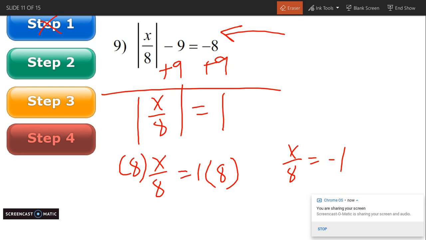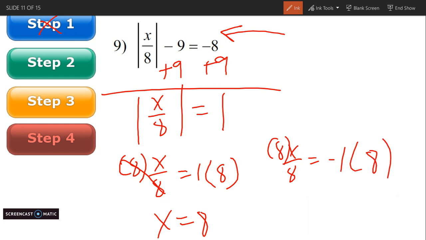So we're multiplying by 8 on both sides. That's going to give us x equals 8. Multiply by 8 on both sides over here as well. 8 over 8 is 1, so we have x equals negative 8. Both of those are going to give us 1 once we take the absolute value, 8 over 8 or negative 8 over 8. Take the absolute value, you're going to get 1. 1 minus 9 is negative 8.